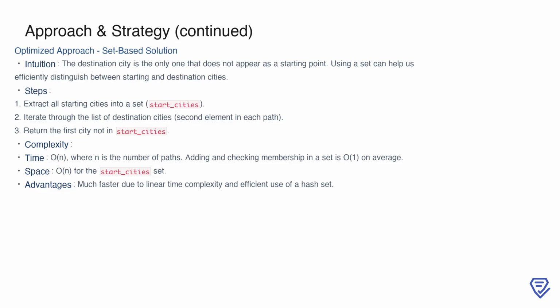This approach significantly improves performance because adding and checking membership in a set are average O(1) operations. Consequently, the overall time complexity is reduced to O(n), where n is the number of paths. The space complexity remains O(n) for storing the set, but the trade-off is worthwhile given the drastic improvement in execution time. This makes the set-based solution both efficient and scalable.